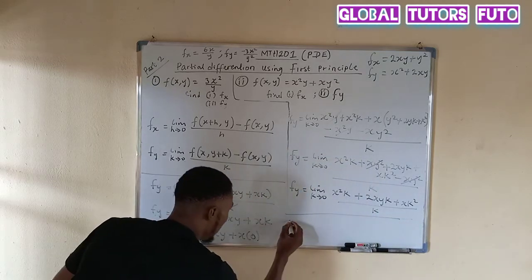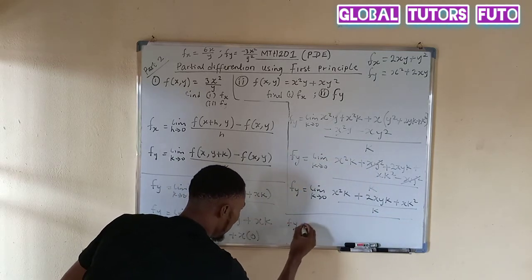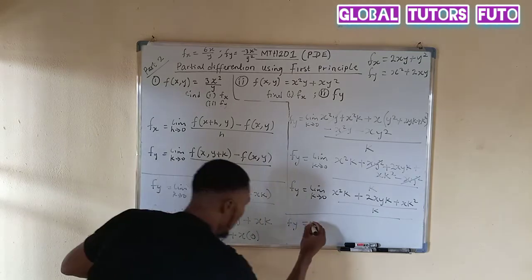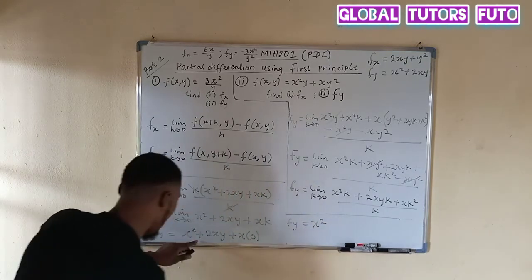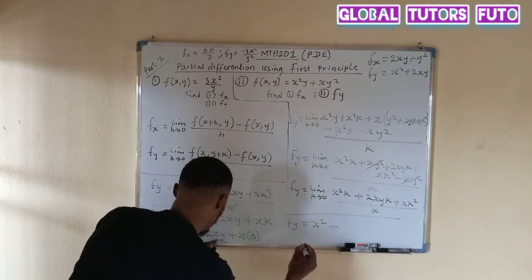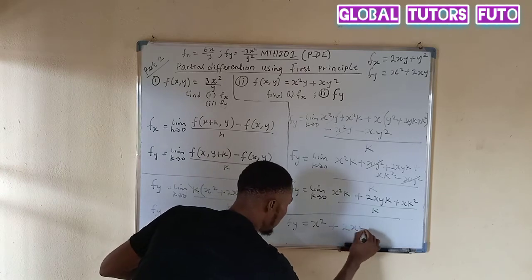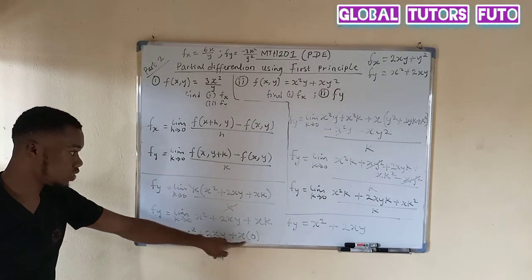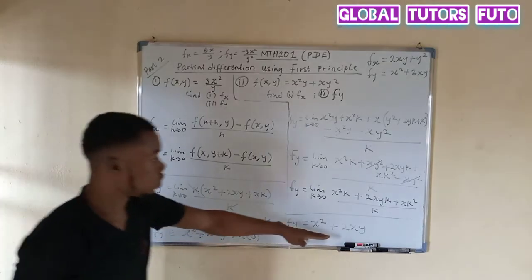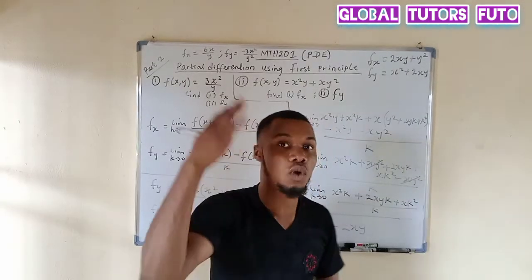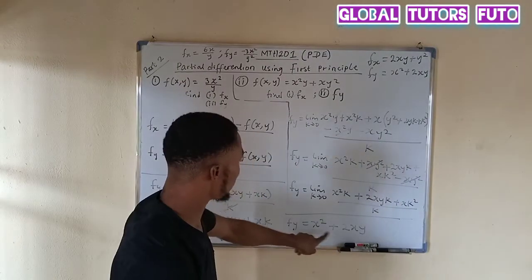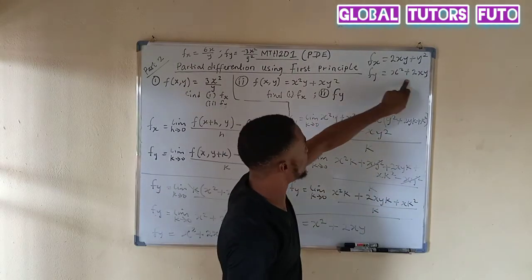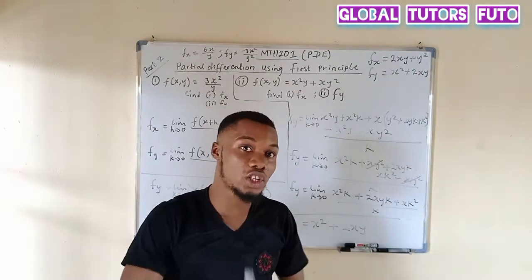So we have that our f of y will be equal to x squared plus 2xy. So this is what we have, okay? x squared plus 2xy. So this is already 0. So this is what we have. So now let's check if it is the same thing we obtained initially. So x squared plus 2xy, x squared plus 2xy.